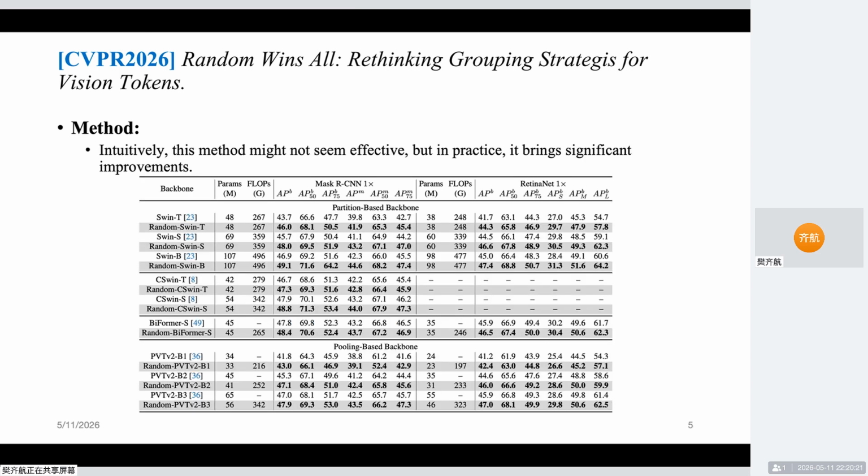At first glance, random grouping may seem too naive to be effective. Intuitively, we might expect structured designs to perform better because they encode more prior knowledge, but our experiments show the opposite. In practice, this simple random strategy brings significant improvements, which is a very interesting and somewhat surprising result.